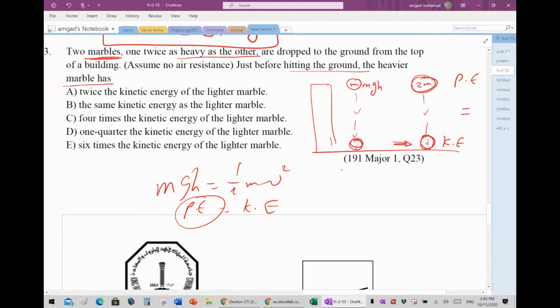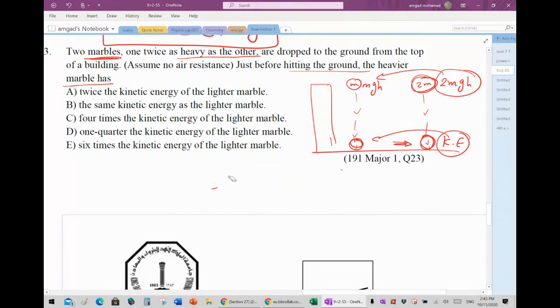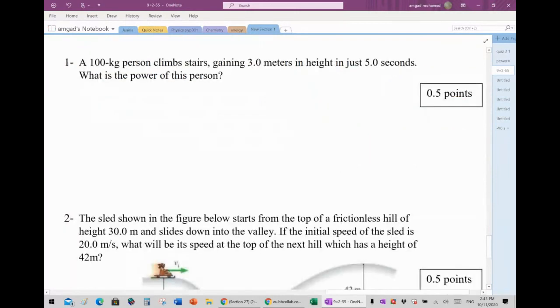mgh. What is the potential energy of the second one? 2mgh. So the second one has double the potential, so also it will have double the kinetic. You agree about that? Yes. So this is another idea. Let's see something else.